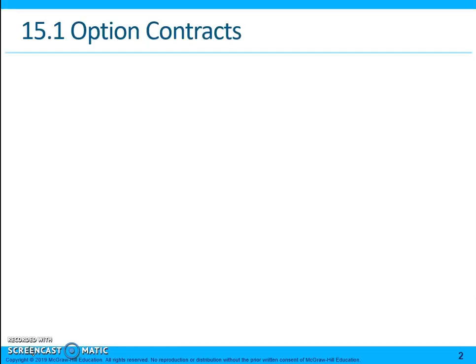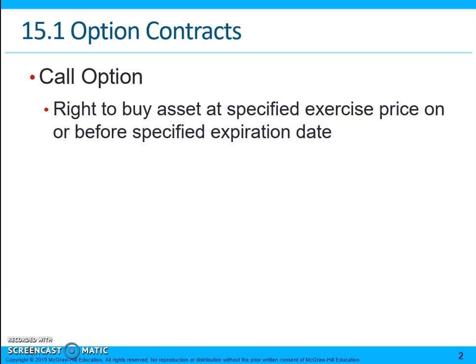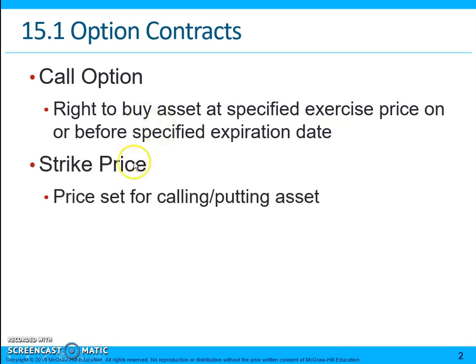So, option contracts. There are two basic types of option contracts. The first being a call option. A call option is the right to buy an asset at a specified exercise price on or before an expiration date. The other type of option that we'll talk about in a few minutes is called a put option. So we have a right to buy. The strike price, in the case of a call option, is a price set for calling or buying that security.